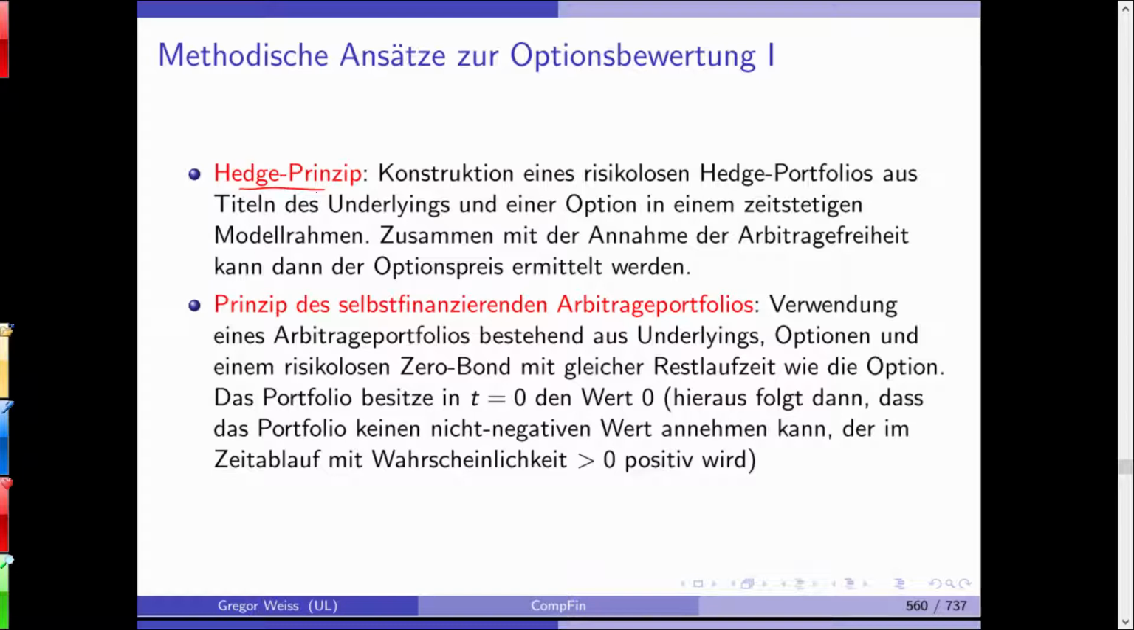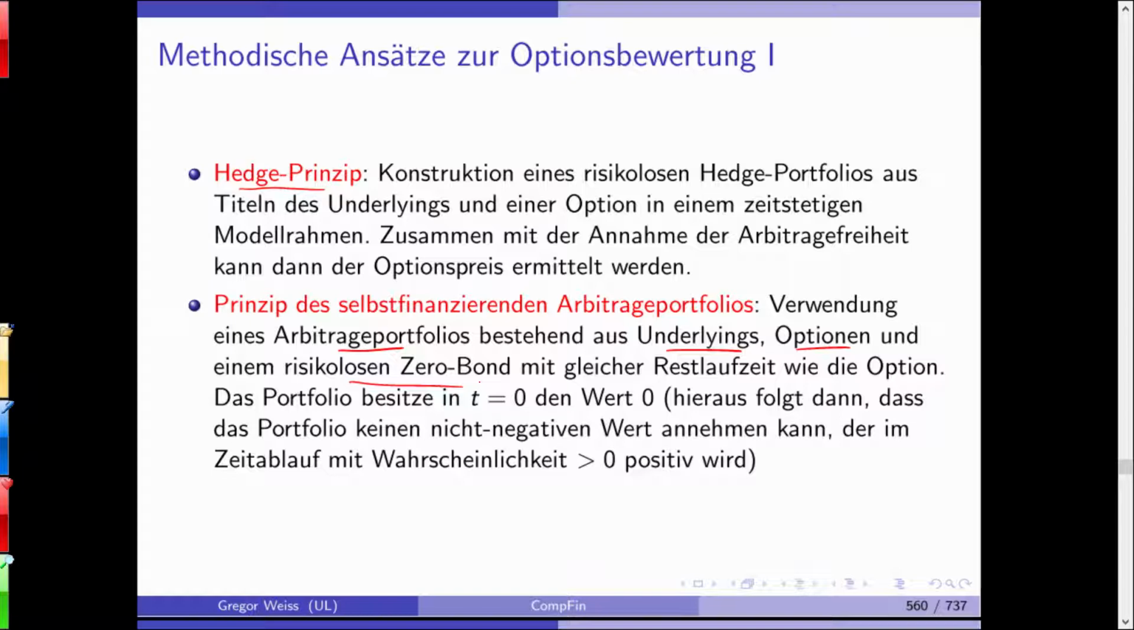This is done here. You have the underlying, the option, and a risk-free zero bond, and obviously you know the price of the zero bond, that's quite clear. If the delta hedged portfolio yields the same return, it should also have the same price, and then you simply have to compare those two, and you can get the price of the option.